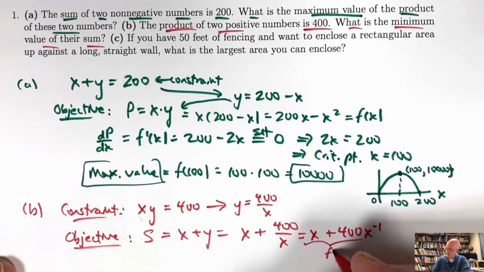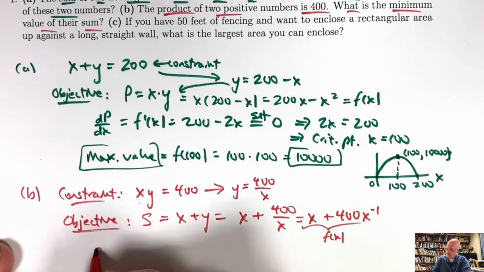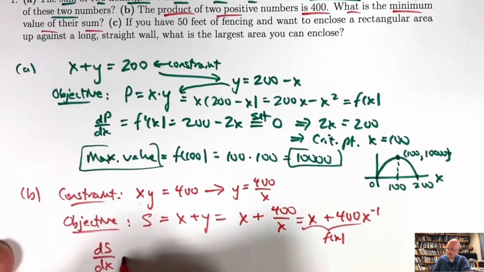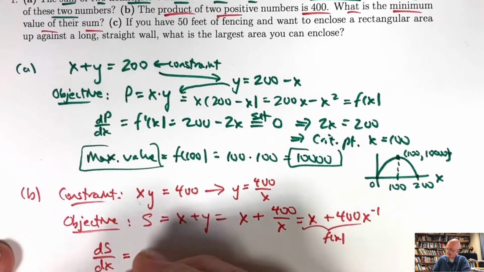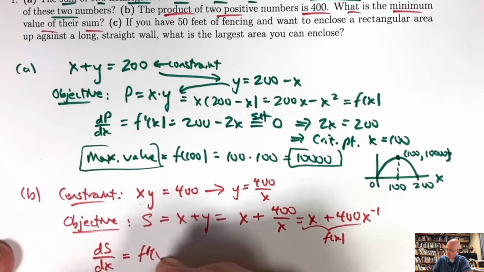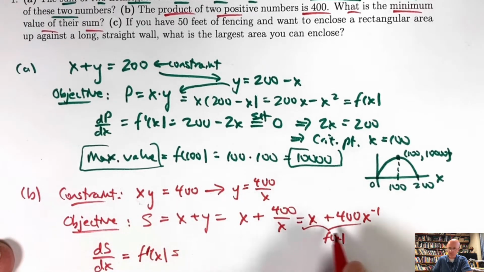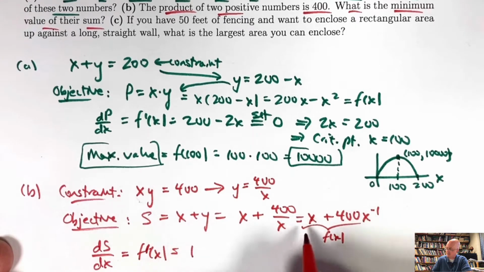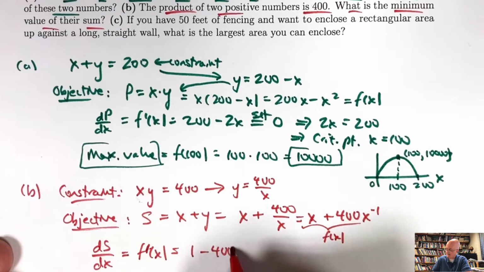Let's call this f of x. The derivative of the sum with respect to x in Leibniz notation is that. In function notation, it is f prime of x. Take the derivative of this, you'll get 100 minus 400 x to the negative 2.